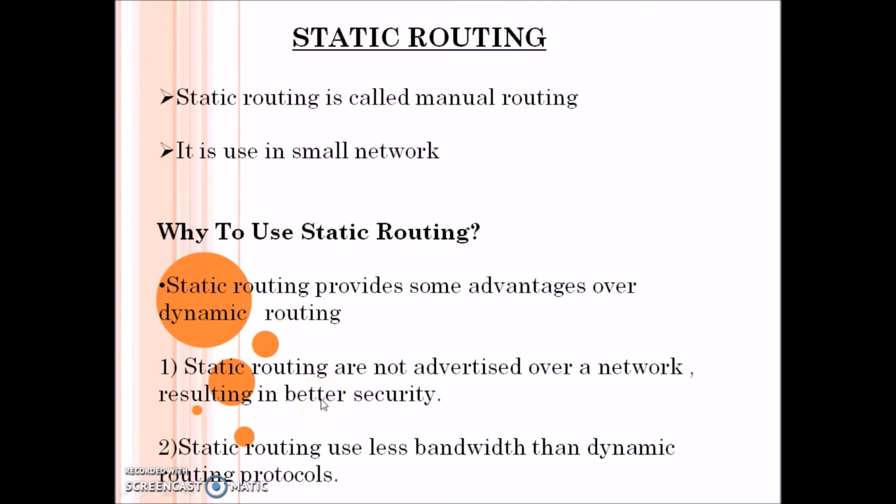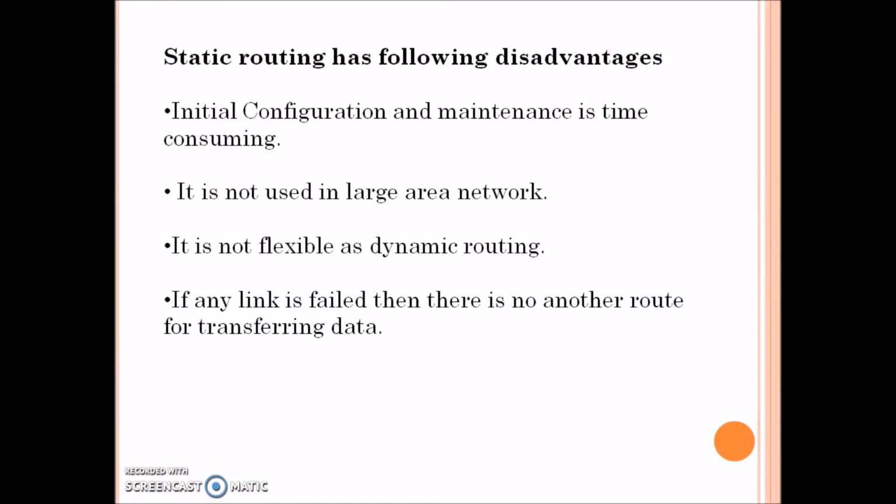So, friends, static routing. Static routing is called manual routing and it is used in small networks. Why use static routing? Because of the following advantages. Static routes are not advertised over a network, resulting in better security. As it provides better security, it is very useful to use static routing in a small network. Second, static routing uses less bandwidth than dynamic routing protocols. So for a small area network like a LAN, we are using static routing.